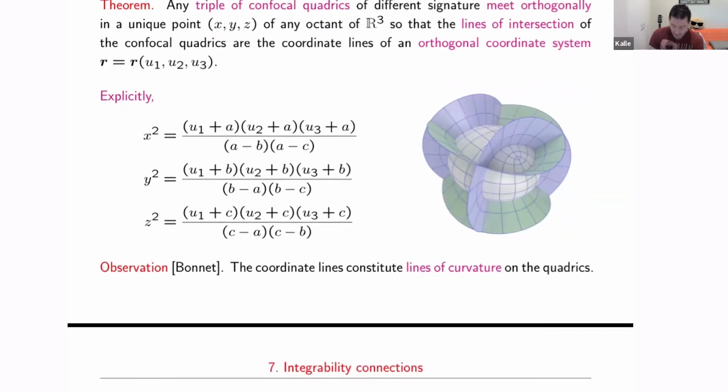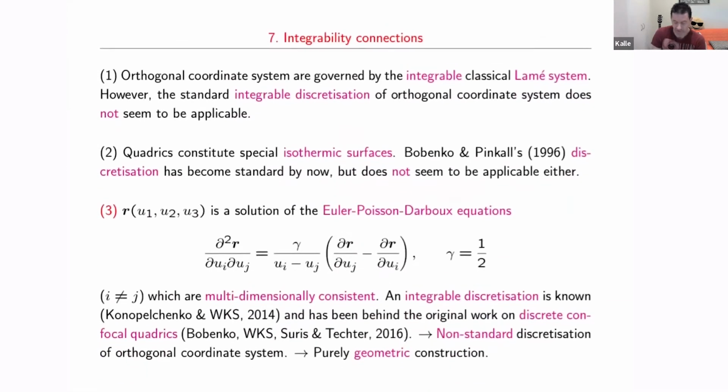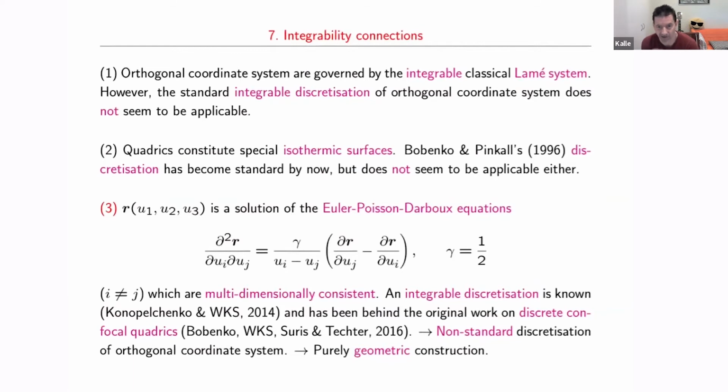Okay, so what are the integrability connections? Because you were wondering, what are the integrability connections? Well, number one, of course, you may know that orthogonal coordinate systems are governed by a system of differential equations, which is called the Lamé system, and that's an integrable system. So that's classical. Even the integrability is classical. And there's, of course, a standard integrable discretization of orthogonal coordinate systems. But the trouble is that discretization just doesn't do the trick. And this is why it took so long actually to solve this problem. This is something that we encountered when we actually tried to discretize confocal quadrics.